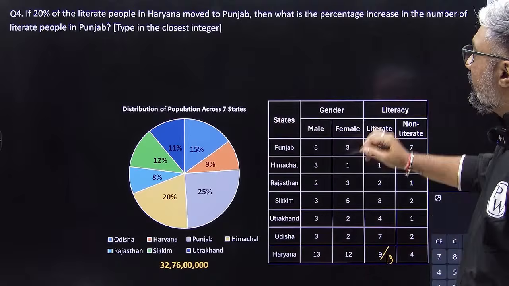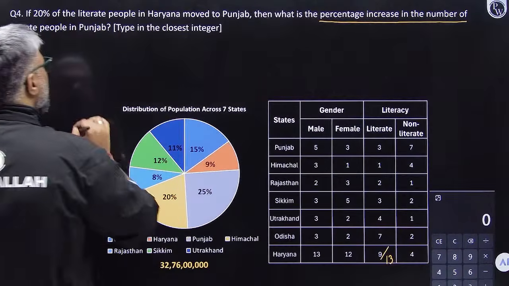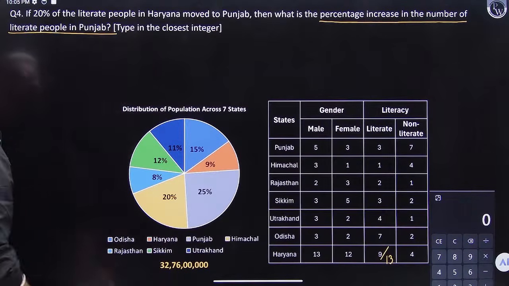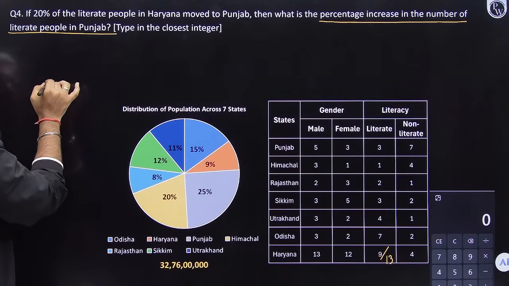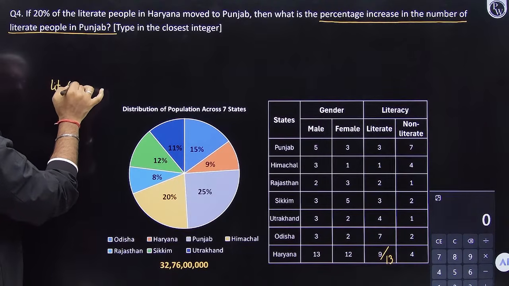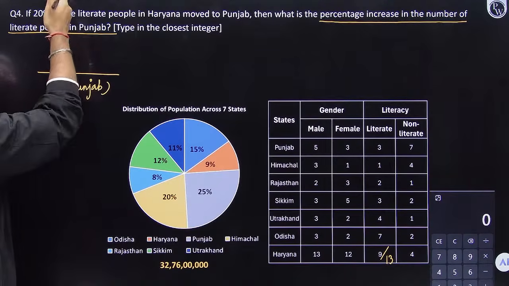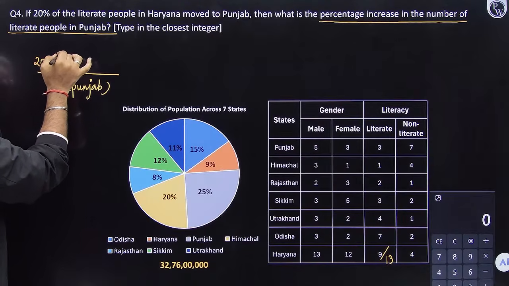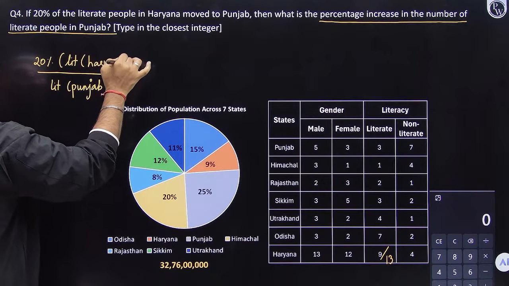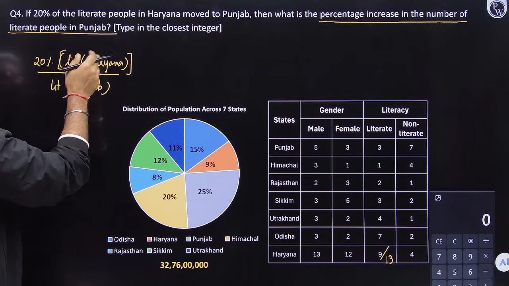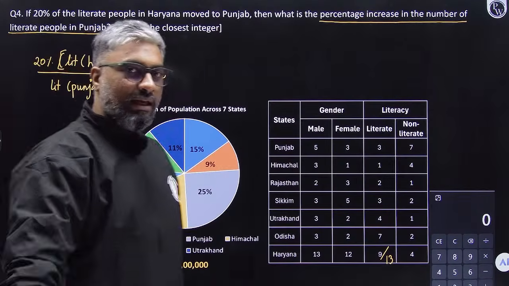But what are they asking? Then what is the percentage increase in the number of literate people in Punjab? That basically means if I already have literate people of Punjab in the base, from this value, what is the increase? 20% of the literate people of Haryana. This is the increase, am I right? This is the increase, over the original value, into 100. This is my answer. Can you do this?